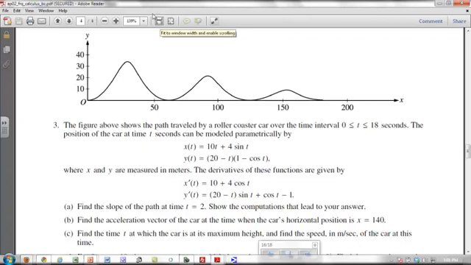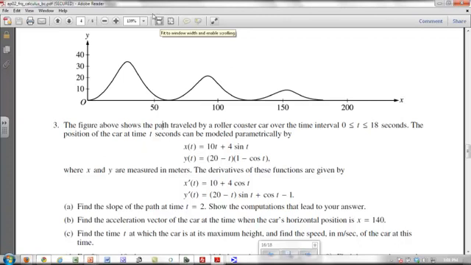Oh, part A, find the slope. Wait, that's the parametric kind of thing that we did before, right? Yeah. Do you want to find the slope at time 2? Y prime divided by x prime, dy dt divided by dx dt. Part B: find the acceleration vector of the car when the car's horizontal position x is equal to 140.